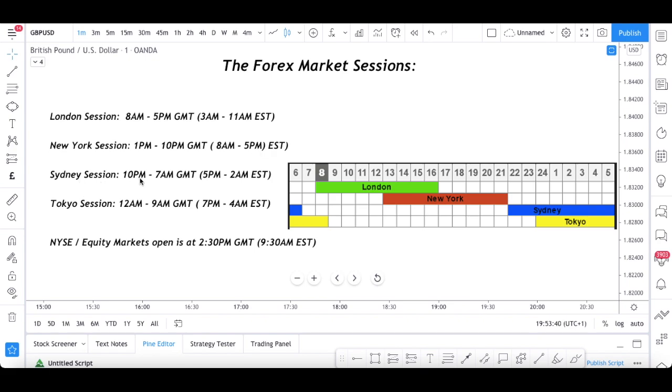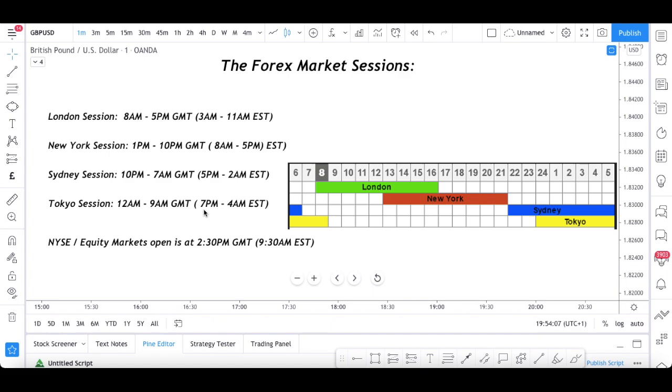Then we have the Sydney session starting at 10 p.m. in British time, Greenwich Mean Time, and ending at 7 a.m. the following day. And in Eastern Standard Time, that is the Sydney session starting at 5 p.m. and then ending at 2 a.m. And then finally, we have the Tokyo session starting at midnight, so 12 a.m., and then ending at 9 a.m. British time. In Eastern Standard Time, it's starting at 7 p.m. and ending at 4 a.m.